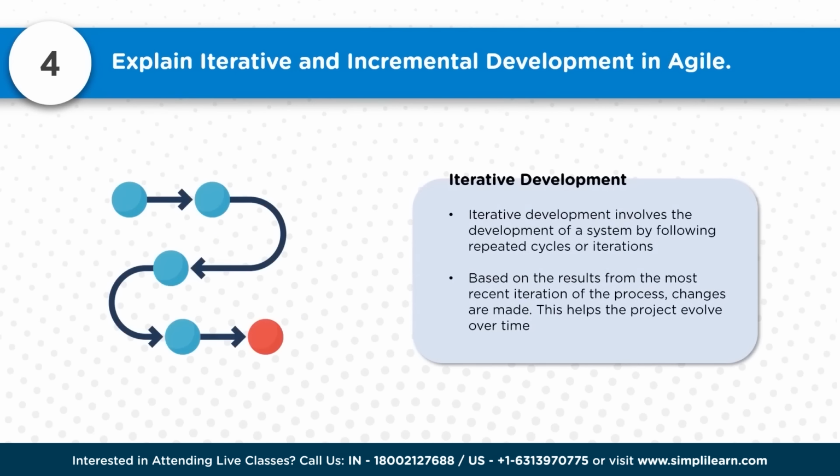Iterative development involves the development of the system by following repeated cycles or iterations. Based on the results from the most recent iteration of the process, changes are made. This helps the project evolve over time. The term evolve is the one which one should keep in mind. It is not that I'm just going, that is my destination. Yes, definitely that is a destination. While progressing, there are a lot of variations which happen.